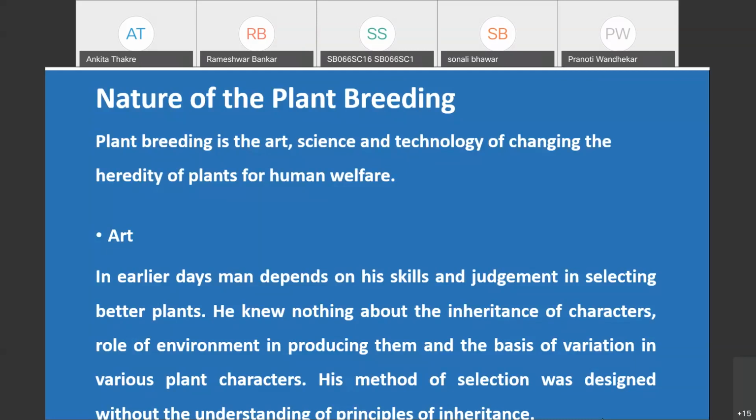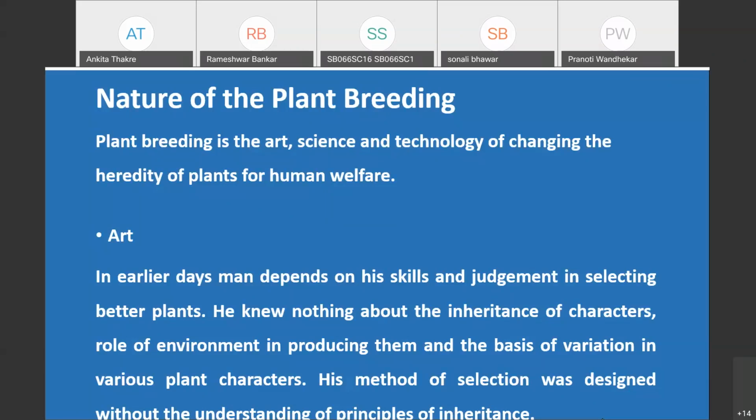Because for agriculture some of the plants were selected by the earliest man, the nomad man in the earlier time, and these plants were then domesticated in agriculture. And unconsciously or unknowingly the selection, that method which is referred to as the method of plant breeding, was practiced by human beings in the earlier days.